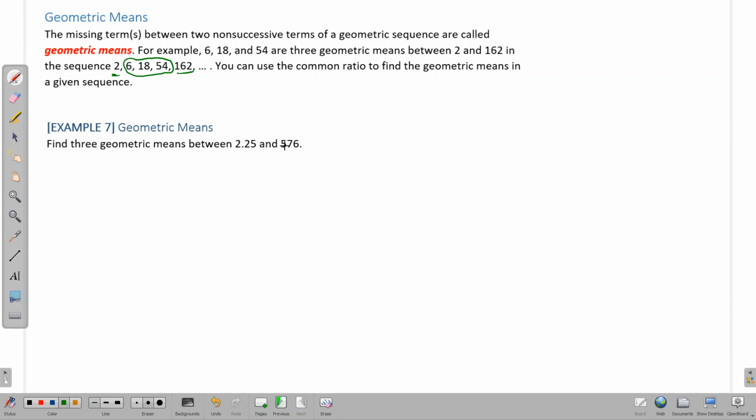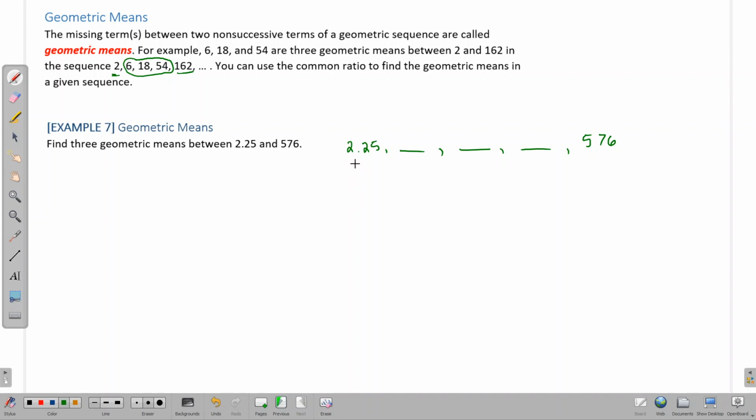Okay, so let's try applying that down here. We want to find the geometric means between these 2 numbers in a geometric sequence. So let's make a little picture of that. So 2.25 is one term, then you have 3 missing terms, and then you have 576. Okay, so we have 2 methods again that can be used to solve this, but I'm going to use what I would consider the shorter method, similar to the second method that I taught for arithmetic means.